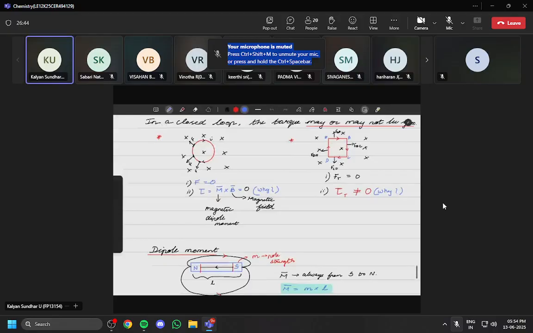Right. So we have been discussing the force due to the magnetic field. Whenever a current carrying conductor is kept in a magnetic field, it will experience a force, which is equal to I into L cross B vector. L is the displacement vector and B is the magnetic field vector. And L cross B, the resultant, will be your force due to the magnetic field.